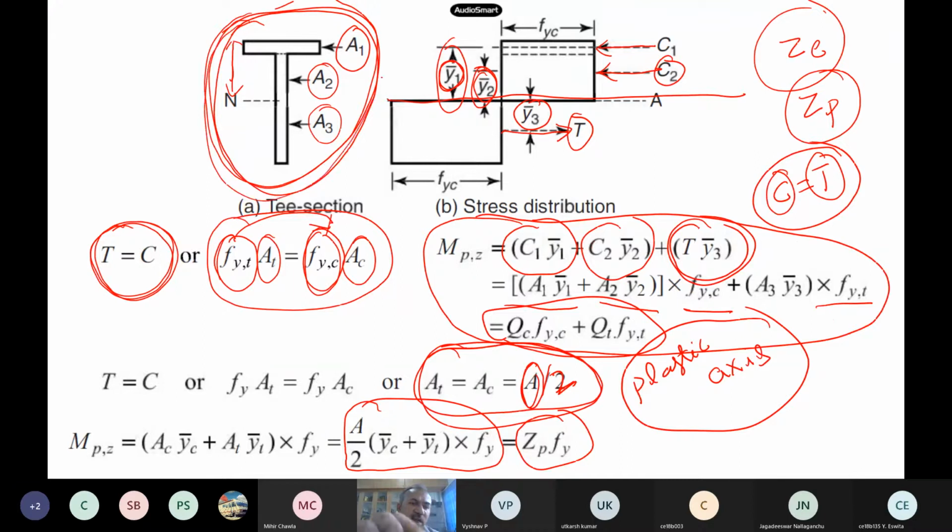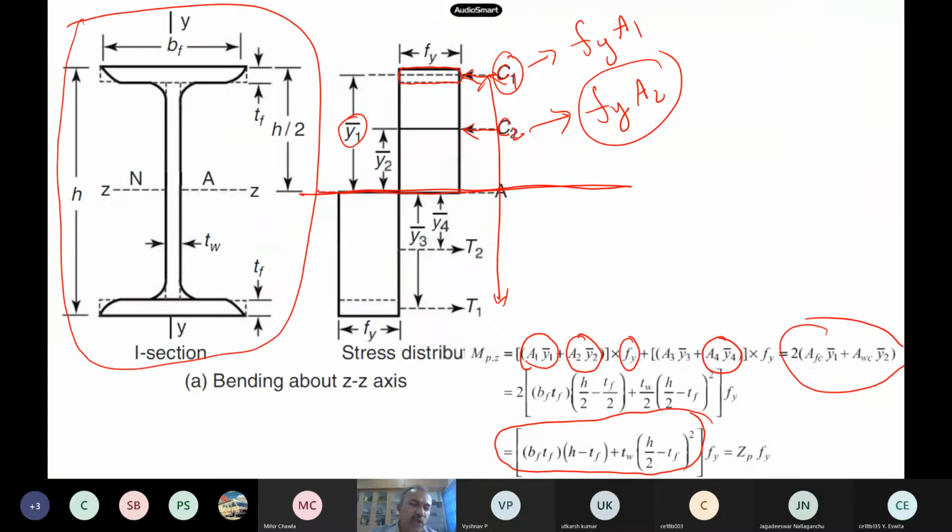Now if you have a T section or a channel section, here also it is very straightforward. You have to find the plastic axis, which you can find by equating the area. The total area you can easily find, and it has to be equally distributed: A by 2 in compression, A by 2 in tension. Based on this, you find the plastic axis, and then you find C1, C2, whatever is there, and multiply by their lever arm. Or you can use y1 bar, y2 bar, the distances from the plastic axis, and you will get the plastic moment from these expressions. The ratio of plastic moment to elastic moment will give you the shape factor.